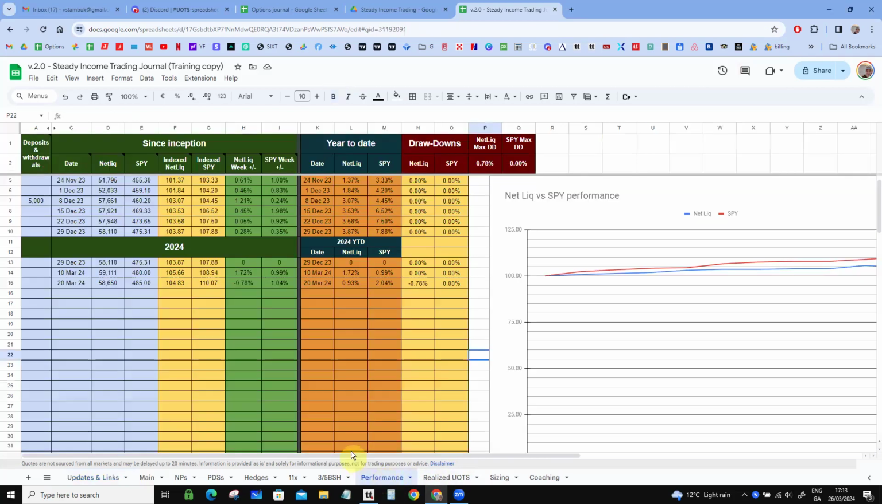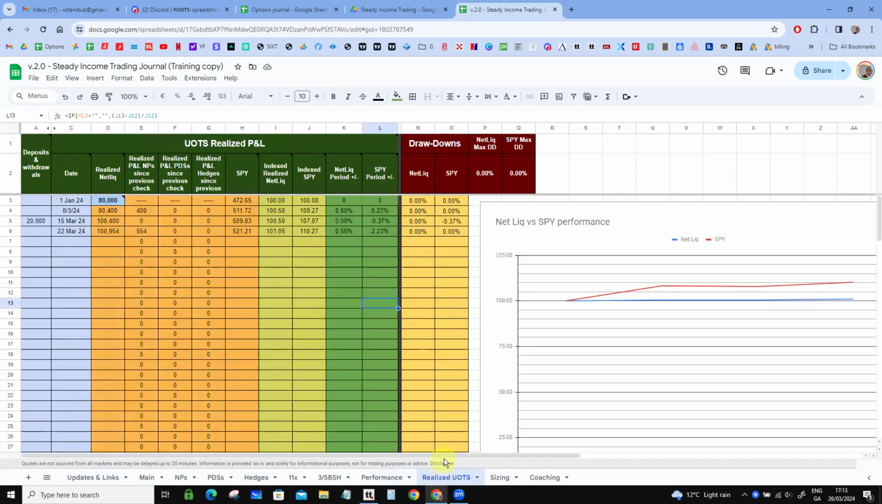Performance is the tab that keeps performance if your whole account is doing the UOTS strategy. Then it's easy because you just keep track of the net liq in whatever intervals you want. I do it once a week, but you could do it daily, you could do it weekly, and then you just record your net liq on the day, and the spreadsheet will do the little graph and all of the calculations for you.